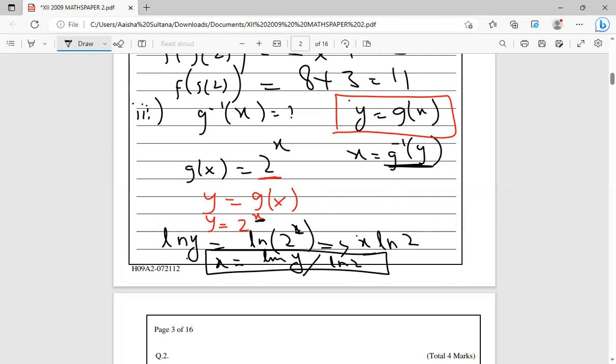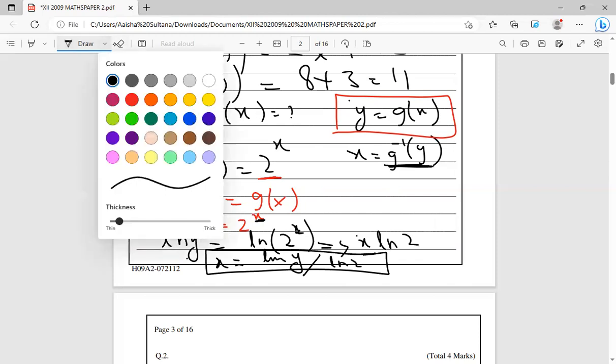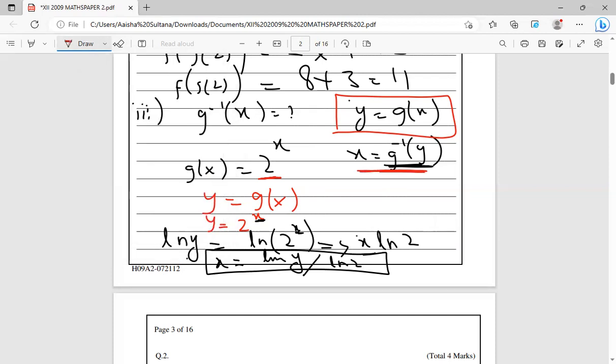Just see here, like this one. It means that g inverse of y is equal to ln of y upon ln of 2.